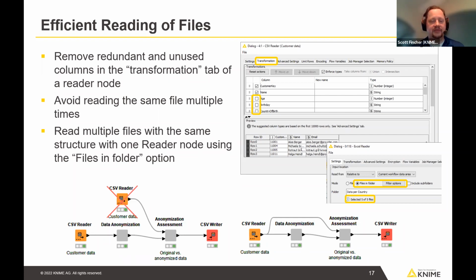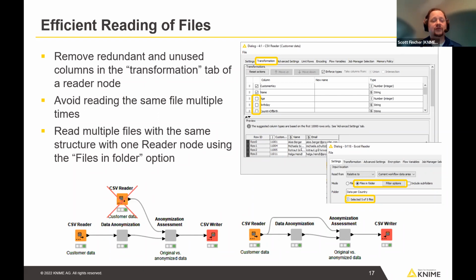And you see an example of this at the bottom of this slide, where we have two CSV readers over here, one being read to the data anonymization component, one to the anonymization assessment. That's not necessary. What we could do on the bottom right of the slide is just use the CSV reader once to connect to both of those two components. And that saves the time that the CSV reader would have taken when it executes again.